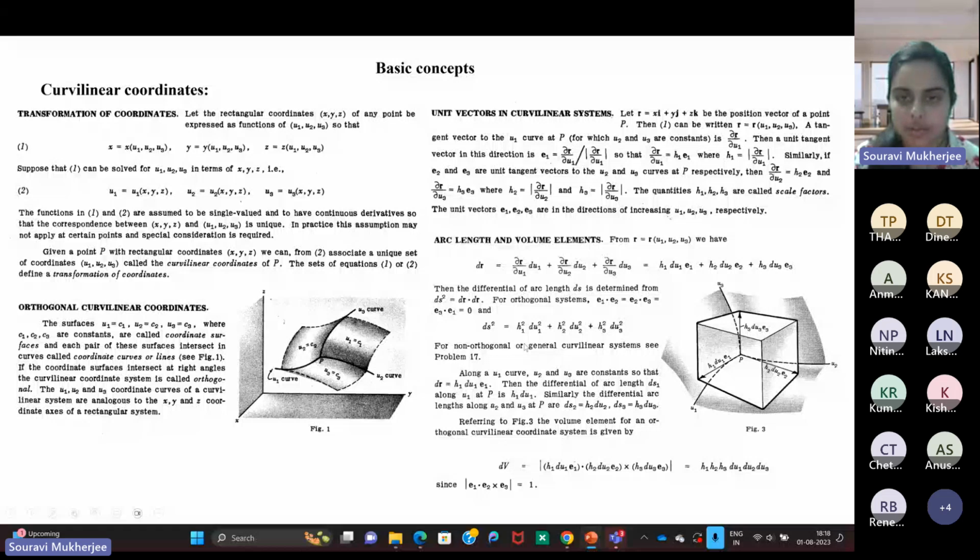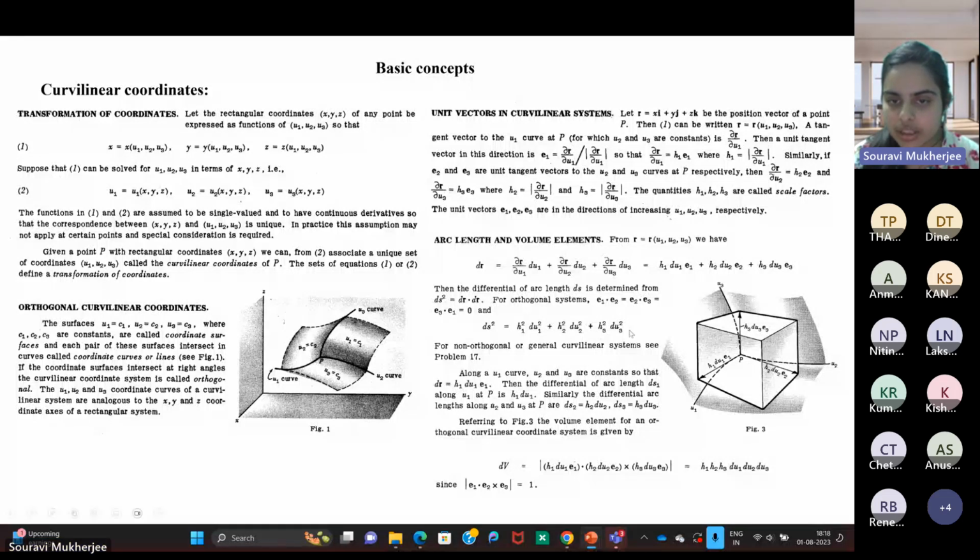You would get something like dr square plus rho square d phi square... Sorry, I'm just confusing between terms. So it should be dr square plus r square d phi square plus dz square. So we'll see how we get to that. But it would have some form like this, right?